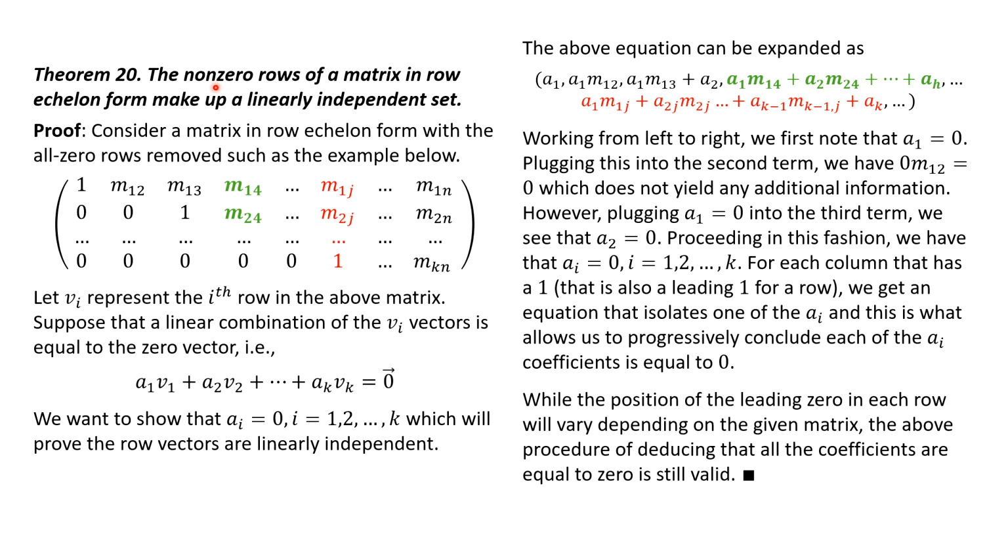And the important point is that we can take a matrix, reduce it down to row echelon form, and then we can determine the rank of the row space. In this case here, it would be K.